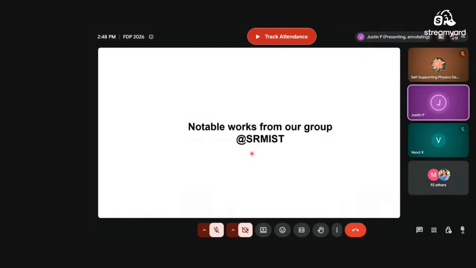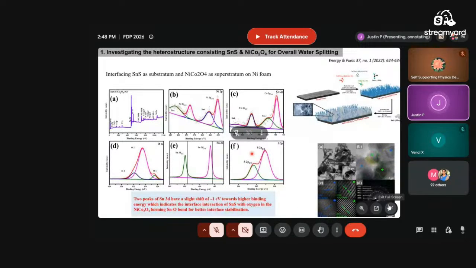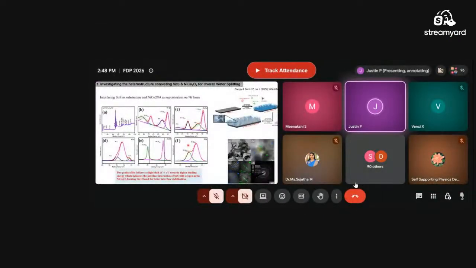So with this, I would like to discuss some notable works from our group. I will go quickly. If you have any doubt, at the end of the presentation I will explain. One of the works we performed is incorporating tin sulfide and nickel cobalt oxide in the form of a heterostructure. Tin sulfide, or most sulfide anion based transition metal chalcogenides, are very active HER materials, but the problem is that they can easily leach out into the solution. Whereas nickel cobalt oxide based spinel oxides are very popular OER candidates. So our idea was combining these two in the form of a heterostructure to realize a bifunctional electrocatalyst.